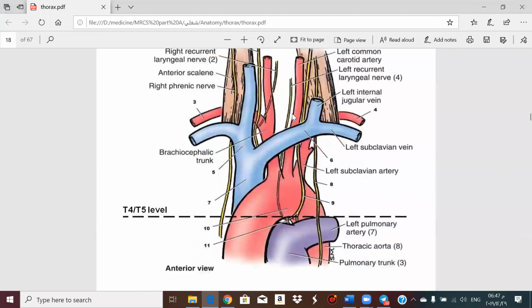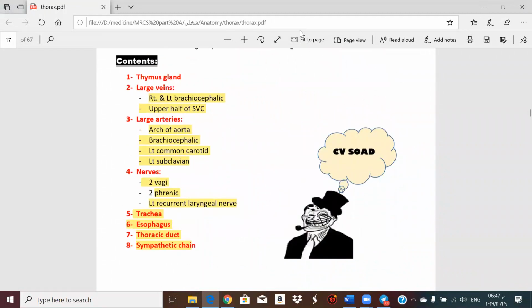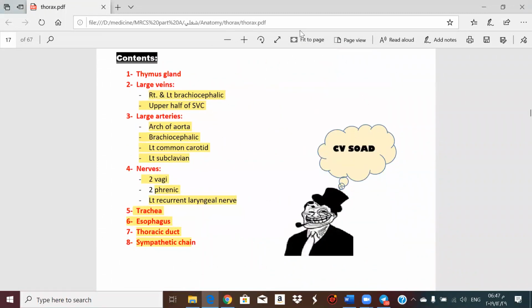Who can say all the mnemonic again? Anyone can say the mnemonic again? Who can say it? Raise your hand. Dr. Daivish. Okay, Dr. Daivish.